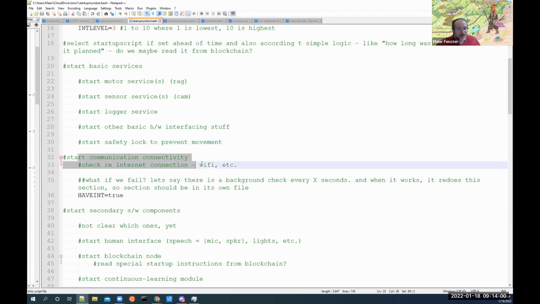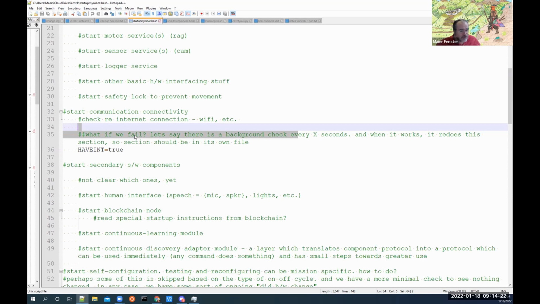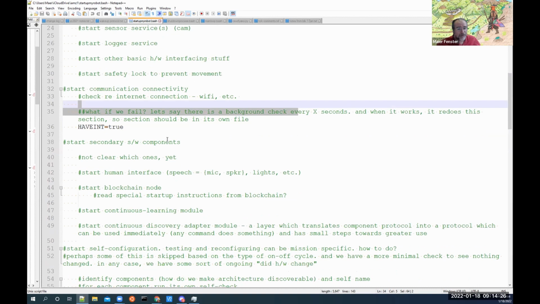I need to start connecting. Obviously, there should already be a Wi-Fi connection, or whatever connection we use to talk to other rovers. If there isn't, we have to start a background process which will check it every few seconds. Communication is very important for a rover, not only for reporting what it finds. We'll see it in a second.